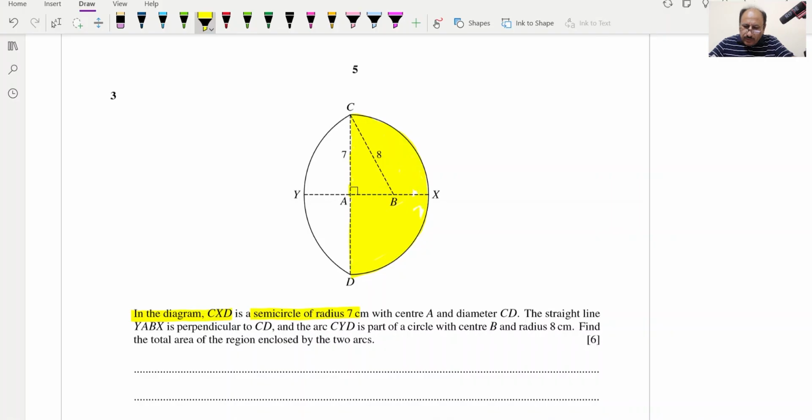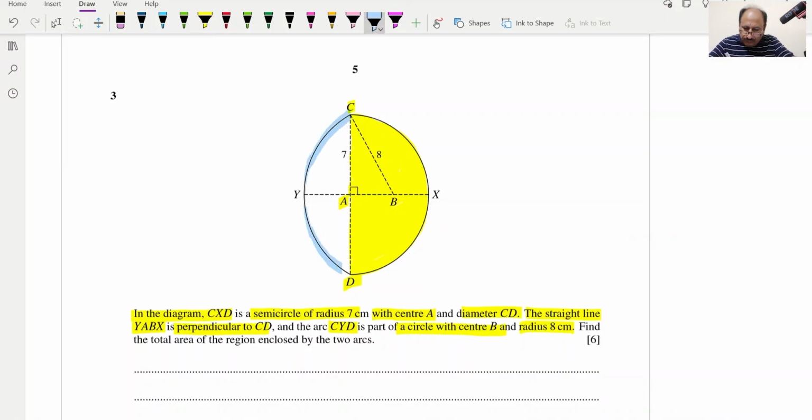Now the next part of the question says with center A. So center is A for this one. The diameter is CD. C is this one, D is this one, so it's the diameter. The straight line YABX is perpendicular to CD, and the arc CYD is a part of the circle with center B and radius 8. So the other arc, which we can understand, is this arc.